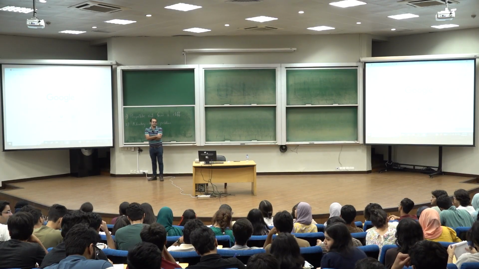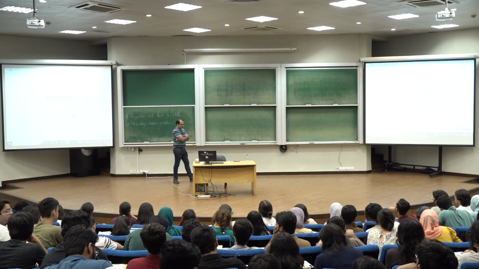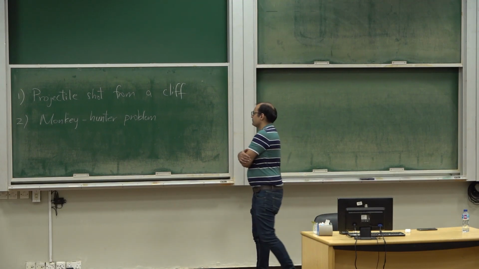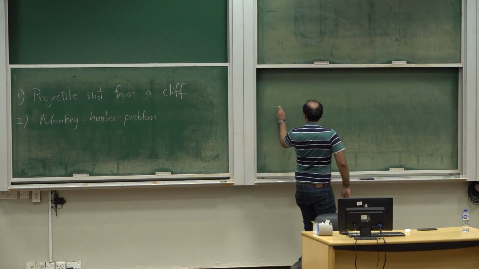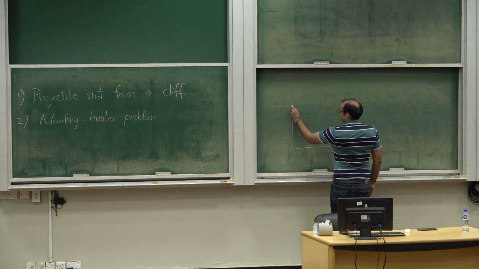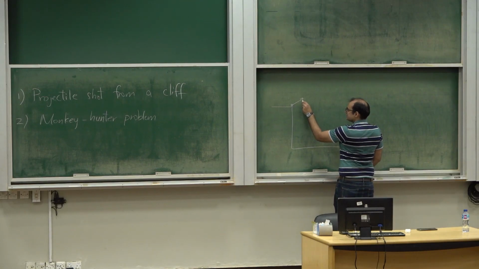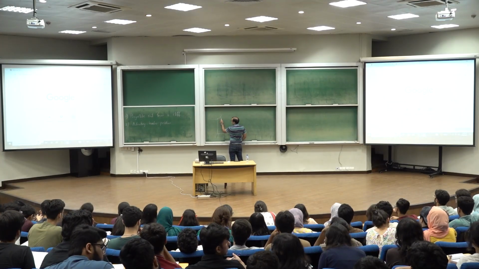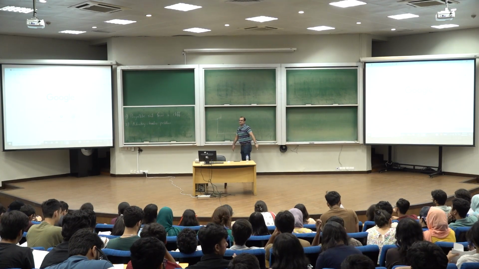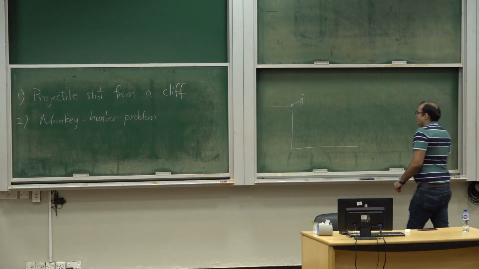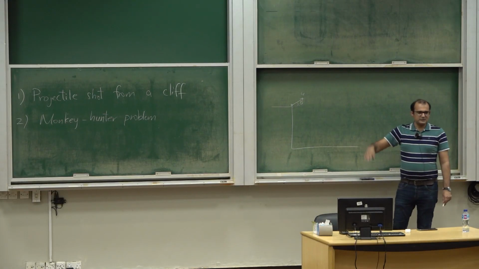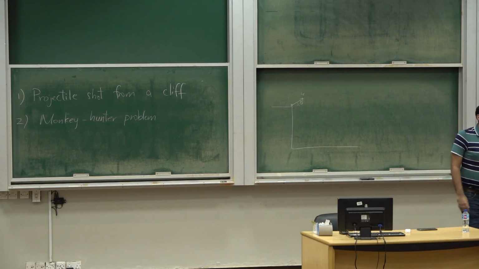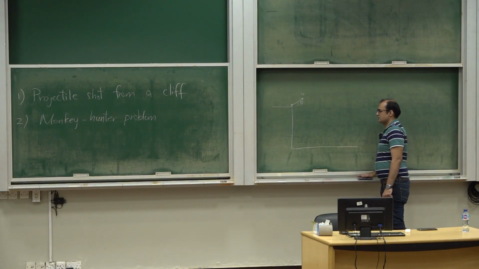Okay, so you have essentially a projectile that you are shooting from the edge of a cliff. So you have a cliff, you stand over here, you shoot the projectile with some speed u. This projectile is making an angle theta initially with the horizontal. The initial velocity makes an angle theta with the horizontal.